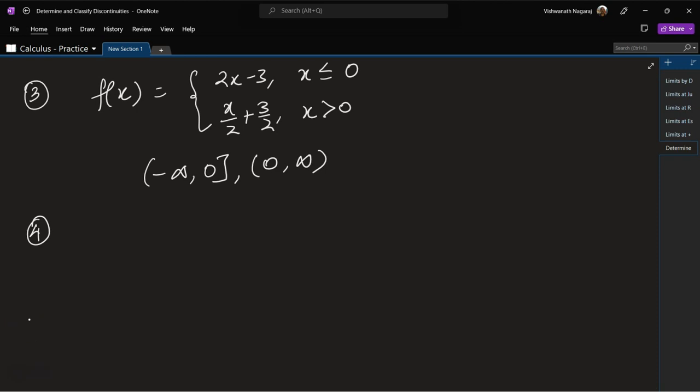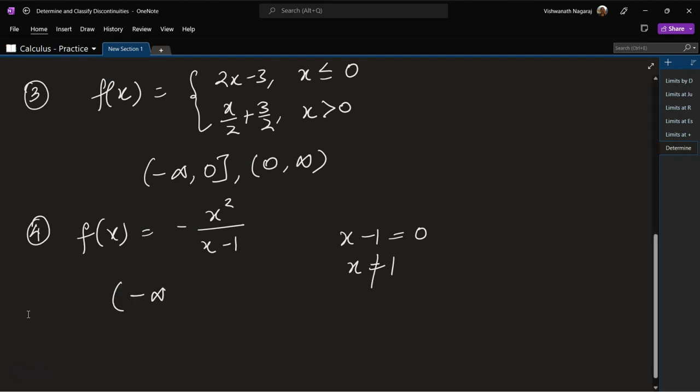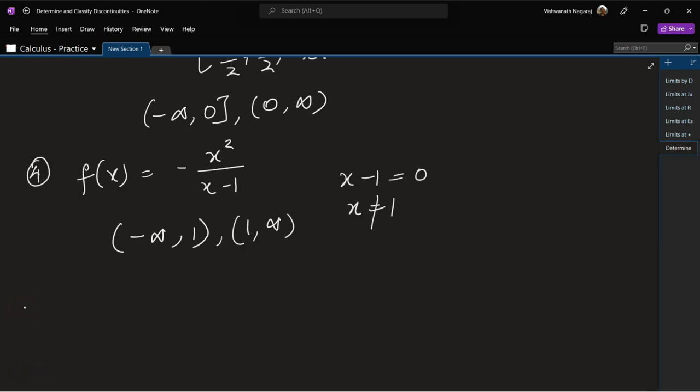Fourth one, f of x is equal to minus x square by x minus 1. Now remember, in the denominator we should not have 0, so x minus 1 equal to 0 means x equal to 1. So x should not be equal to 1. So that means minus infinity to 1, and from 1 to infinity. The only thing is 1 is not included.